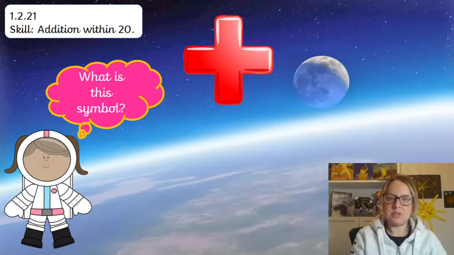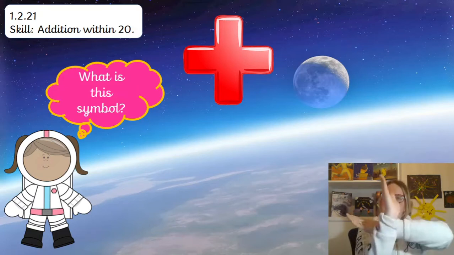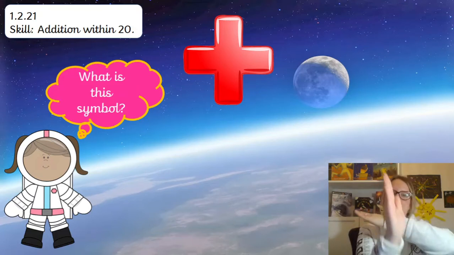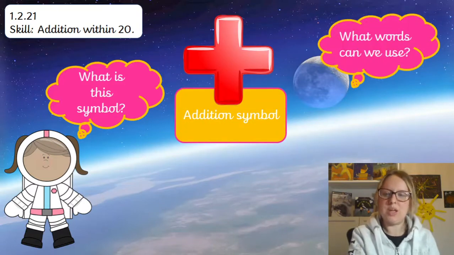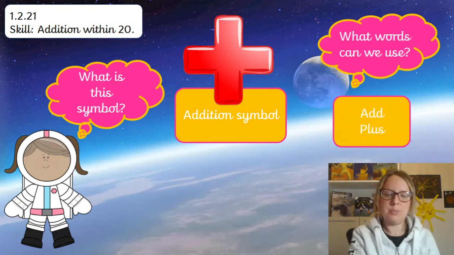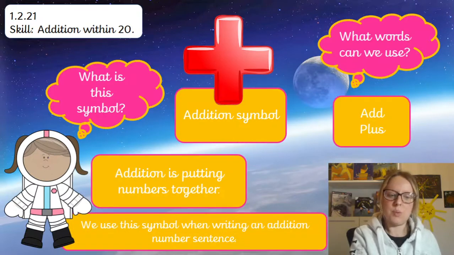So we haven't done this for a little while, so we thought it would be a really good idea to recap and work on this over the week. So what does this symbol mean? You should be an expert at this symbol. It means add. And we can use that action, can't we, with our arms to help us remember add. Good. So it's the addition symbol, and we can use the words add or plus. Addition is putting numbers together. When we use this symbol, we use it when we're writing an addition number sentence.